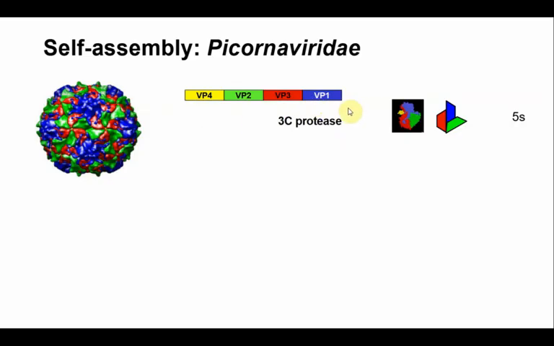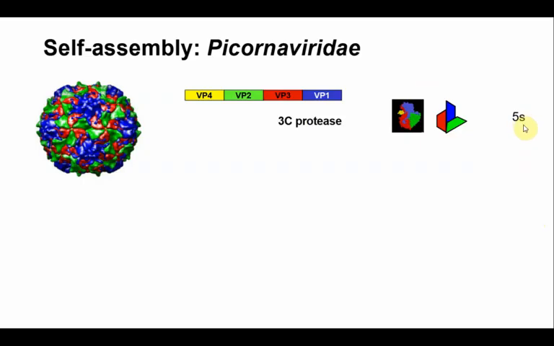So they're all associated together as soon as they get synthesized. And that means they don't have to find each other in the cytoplasm. They're all together immediately, right? So they all cluster together and form what's called a 5S particle.